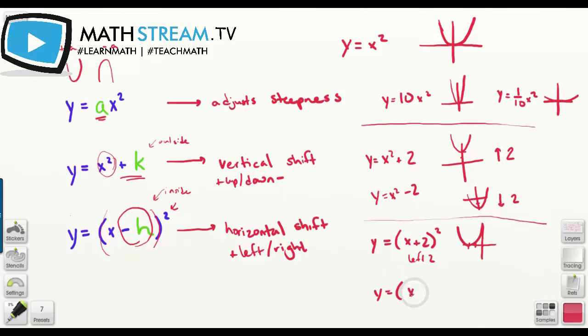Similarly, if we have (x - 2)², that will also take our original parabola and move it, but this time it will move it to the right. So a negative, same shape, but to the right, right 2. A negative number inside adjusts it to the right. And what I often tell students is, remember with the horizontal shift, it's just the opposite of what you would think.